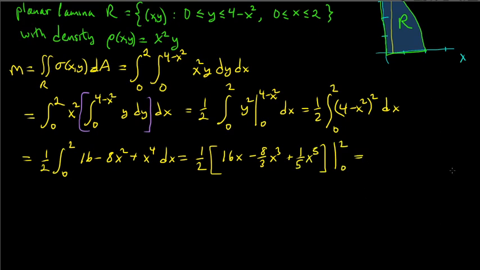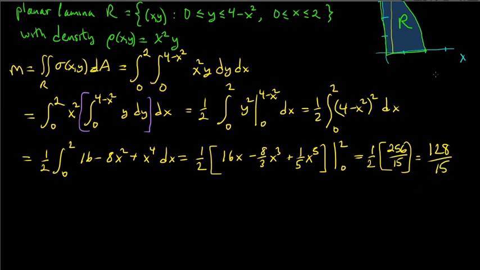So at this point, I would just shove it all in a calculator. All right, so I get 1/2 of, so the thing in the brackets here is 256 over 15, minus 0. When you plug in x equals 0, you just get 0, right? So divide by 2. This is 128 over 15, or about 8.53.